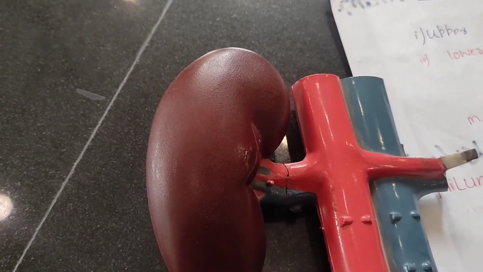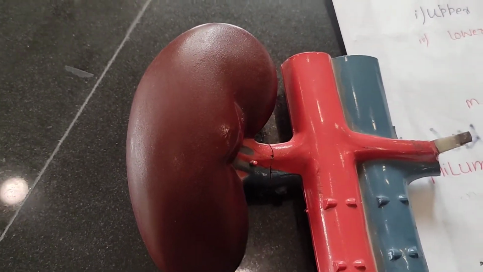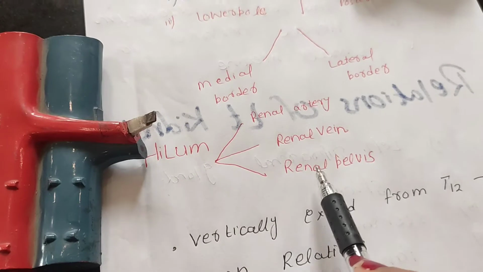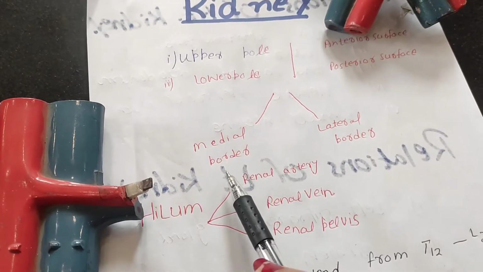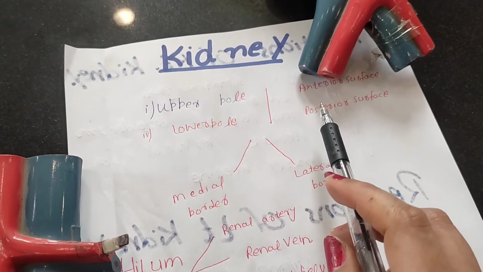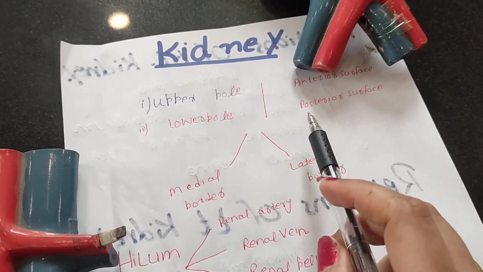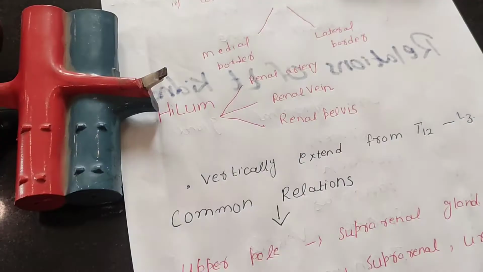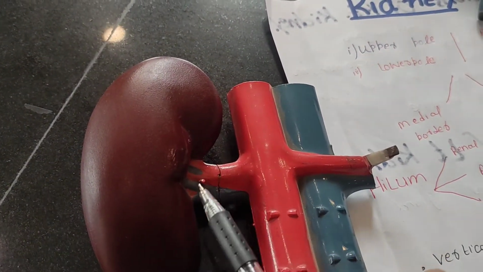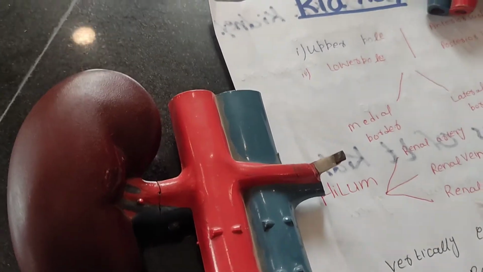So every time they ask in MCQ or Viva what are the contents of the hilum of the kidney. You tell that the hilum of the kidney contains renal artery, renal vein and renal pelvis, while there are two borders, medial and lateral, two poles, upper and lower poles, and two surfaces. One is the anterior surface and second is the posterior surface. The lateral border is convex, while the medial border of the kidney is concave.